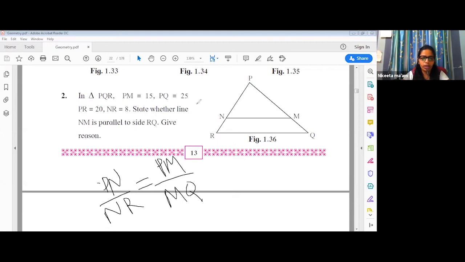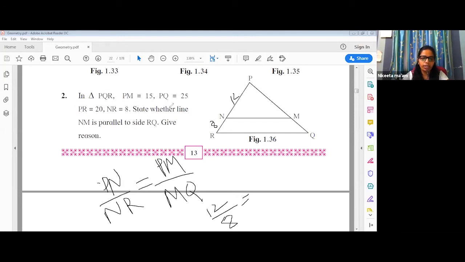So PN is how much? PN is not given, but PR is given. So this is 20. Okay, so PR is 20, NR is 8, so this must be 12. So we have the PN upon NR ratio as 12 upon 8, right?